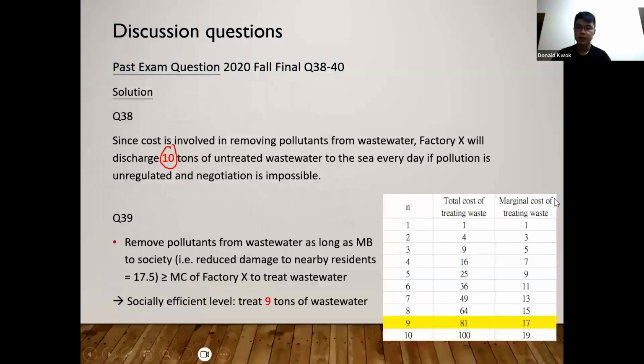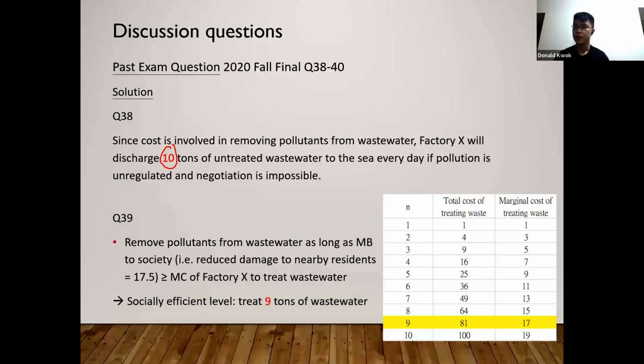As long as the marginal cost of treating wastewater is lower than the damage to nearby residents, 17.5, it will be socially efficient to treat that ton of wastewater. As you can see, up to the 9th ton of wastewater, the marginal cost is still lower than 17.5. So this is why it is socially efficient to treat 9 tons of wastewater.